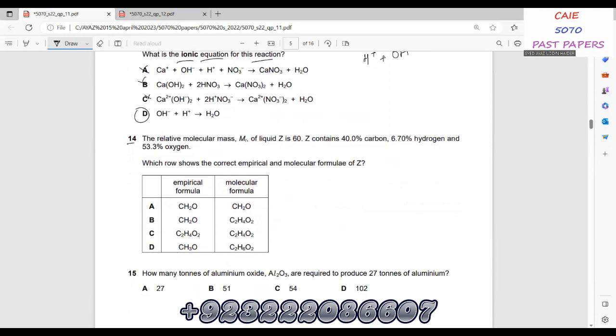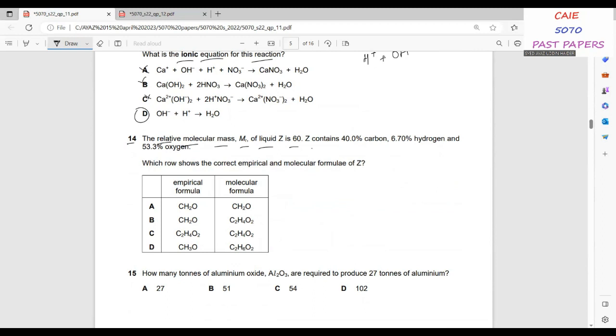14. The relative molecular mass Mr of liquid Z is 60. Z contains 40% carbon, 6.7% hydrogen, and 53.3% oxygen. Which row shows the correct empirical and molecular formula of Z? In order to find the empirical formula, we need to divide the percentage by the Ar of each element. Carbon, hydrogen, and oxygen. The percentage of carbon is 40.